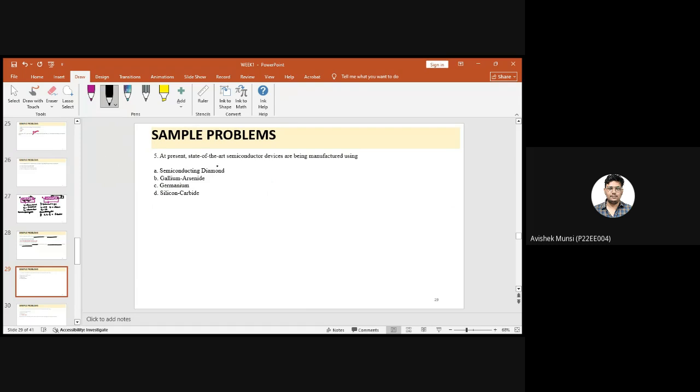Next, at present, the state-of-the-art semiconductor devices are being manufactured using semiconducting diamond, gallium arsenide, germanium, silicon carbide. So what will be the answer?